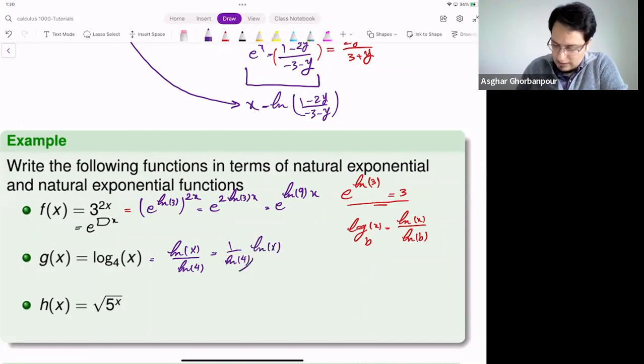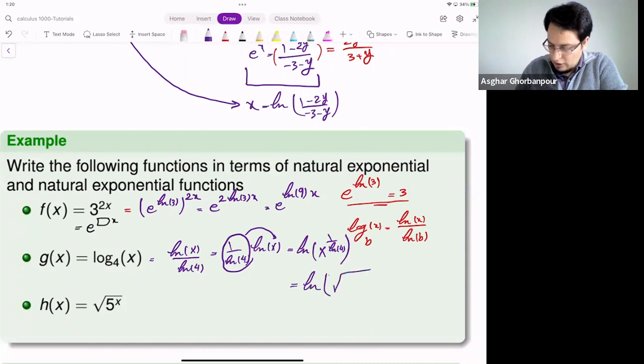I'm just trying to do a little bit more here. This can go up there. So this is ln of x to the power 1 over ln 4, or in other words, ln of the ln 4 root of x.